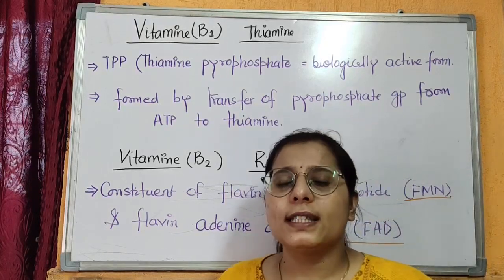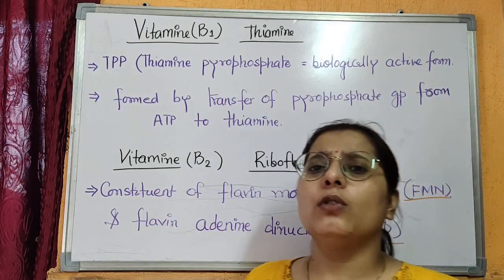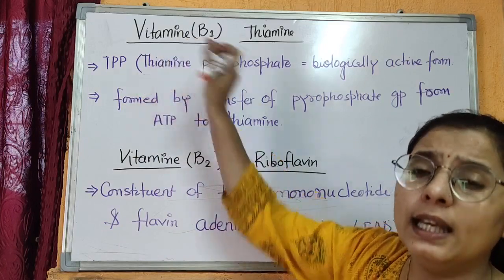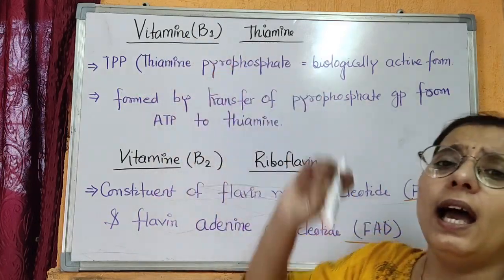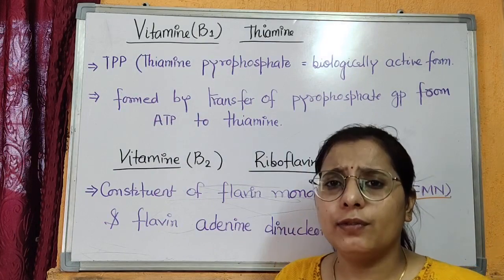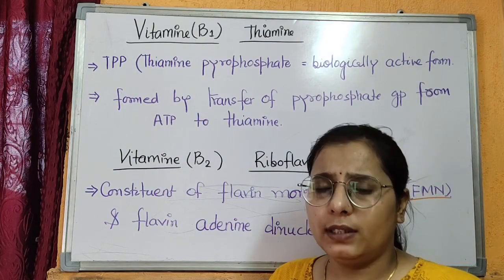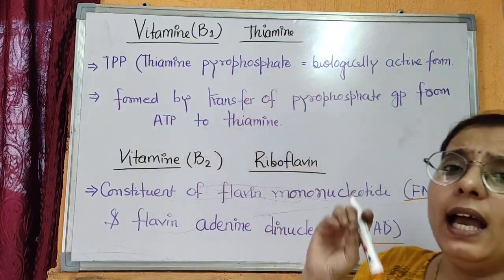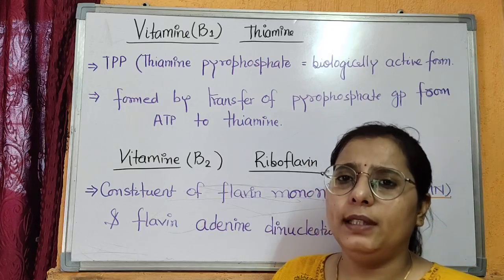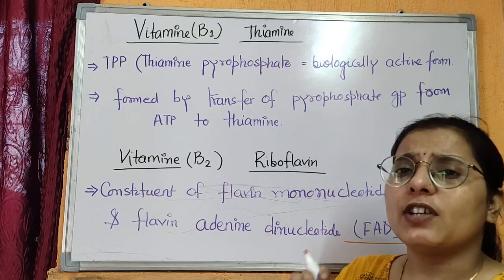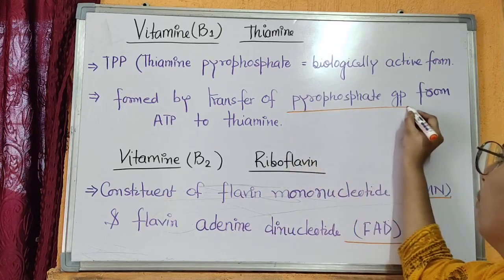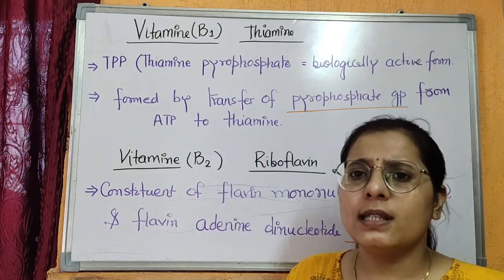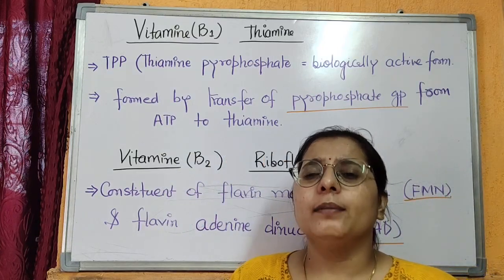Now the detailed study of vitamins. First we will study the water soluble vitamins. It includes vitamin B1, also called thiamine, and the most biologically active form of thiamine is TPP, thiamine pyrophosphate. This biologically active form is formed by the transfer of a pyrophosphate group from an ATP molecule to thiamine, and so it forms this active vitamin B1.